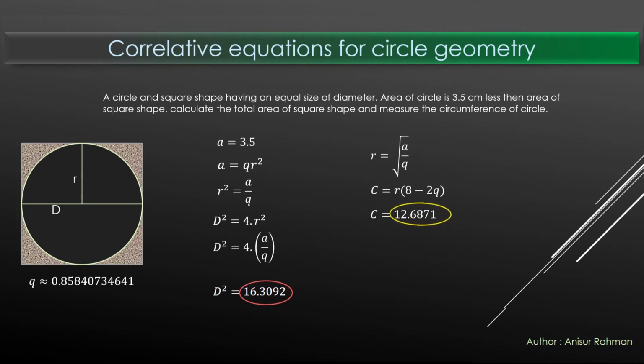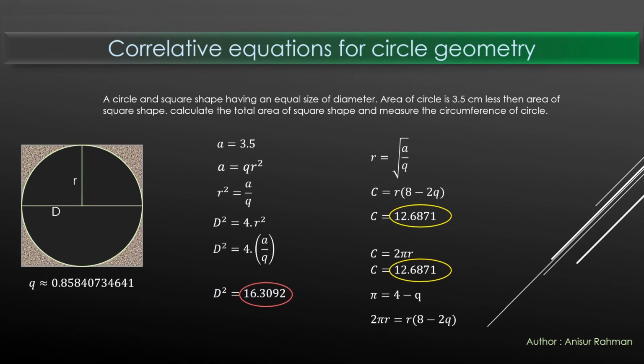This equation we can also write with constant pi, where c is equal to 2 pi r. In decimal, c is equal to 12.6871, which is just the same result as r multiplied with 8 minus 2q, because pi is equal to 4 minus q. Therefore we have 2 pi r is equal to r multiplied with 8 minus 2q.